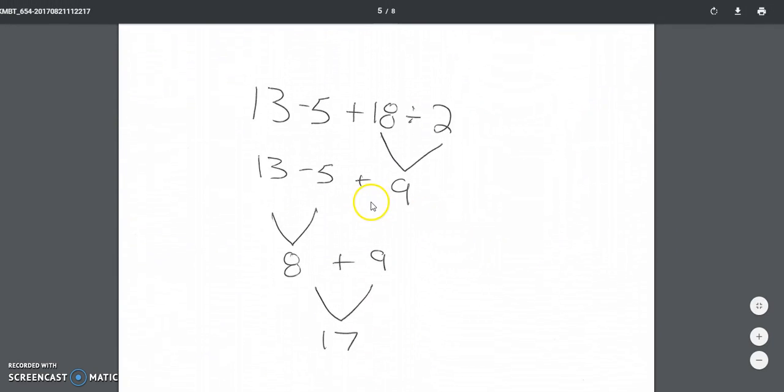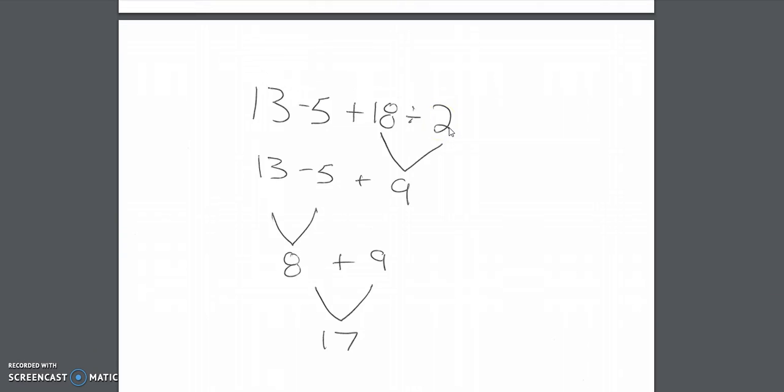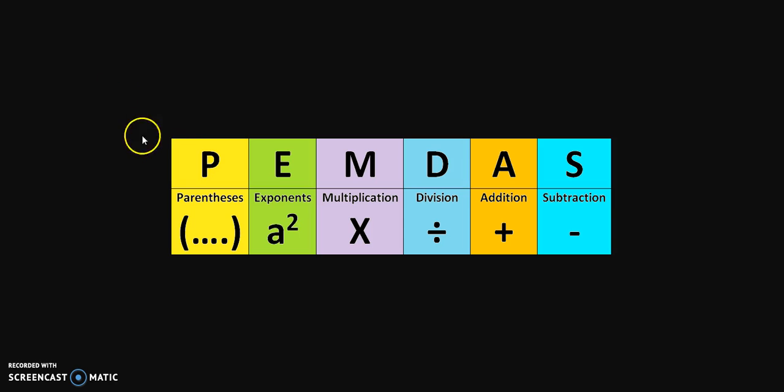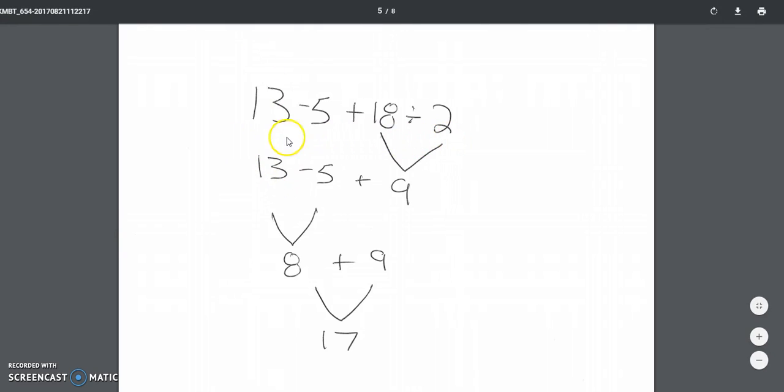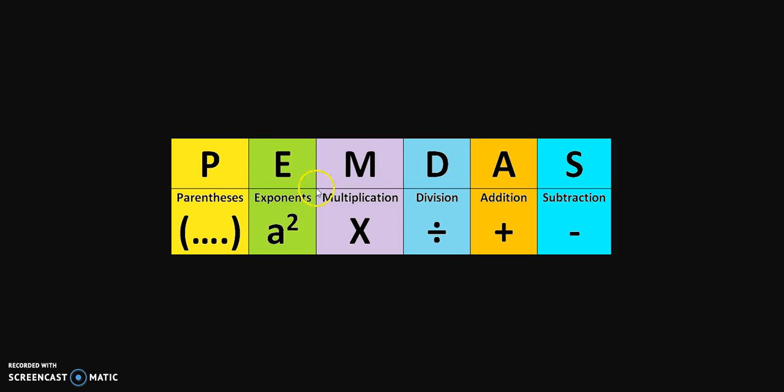Okay, here's another example that you might see in algebra. 13 minus 5 plus 18 divided by 2. Well, if I remember my acronym PEMDAS, I have to ask myself, is there any parentheses in this problem that I can do first? Nope. Parentheses are done. So now I'm moving on to exponents. Are there any exponents? Nope. So now it comes down to straight multiplying and dividing from left to right. So here's my next step, multiply and divide from left to right.